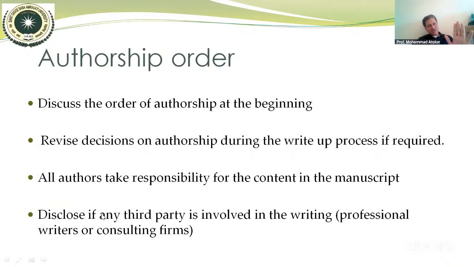The second is the authorship order. Discuss the order of the authorship at the beginning. Many times you can revise it in between, if needed. All authors take the responsibility. Now, this is important to understand. Let's say there are 6 authors, and if I am the 6th one, that doesn't mean that if something goes wrong, I'll get 1/6 of the penalty. It is not at all so, right? When you get the credit for the paper, you also have to own the responsibility if something goes wrong.